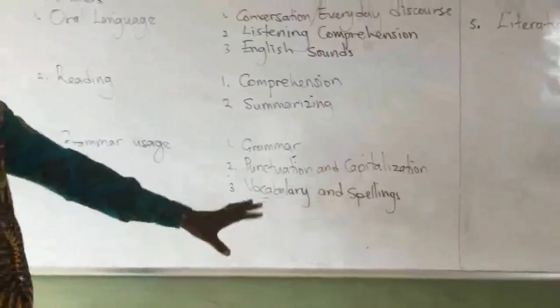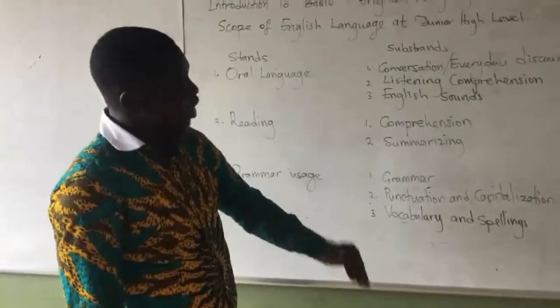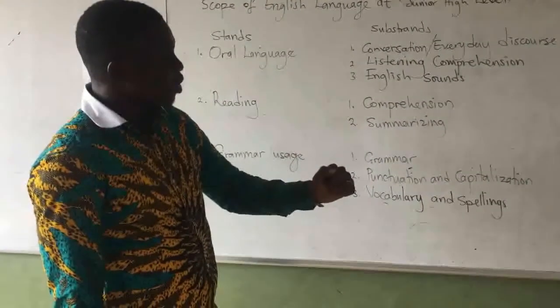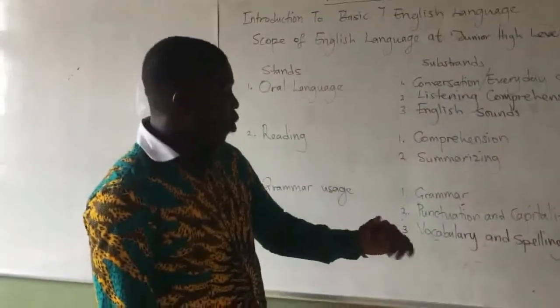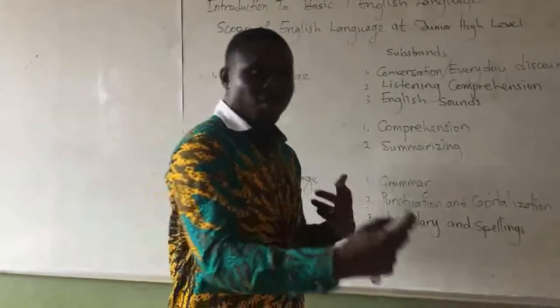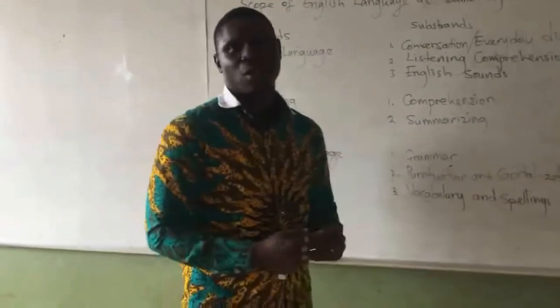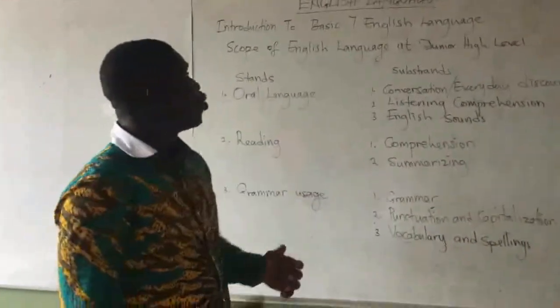You see, at this level, like I told you, things are going to what? Be a step up on the things you did in Basic 6. Therefore, you are going to encounter huge words and lengthy ones. So you have to practice how to understand their meaning and spellings as well. So basically, that is what we'll be doing.